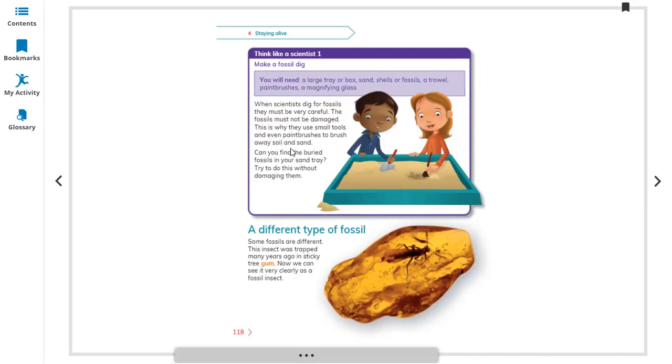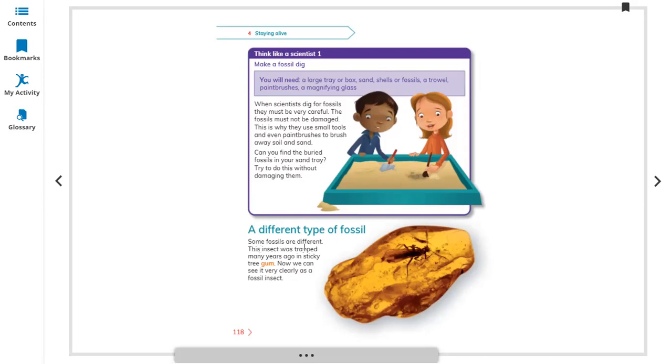Okay, now there are a lot of machines, so they can look from a height or from the upper portion and find inside the sand where there is something and how much distance remains. When it is so near, then they use brushes. Can you find the buried fossils in your sand tray? Like this one. For this, you need to first put a small fossil in, and then you can do it. Try to do this without damaging the different types of fossils.